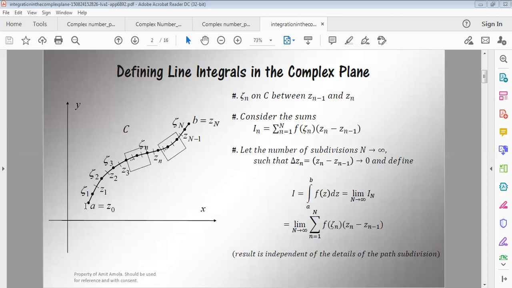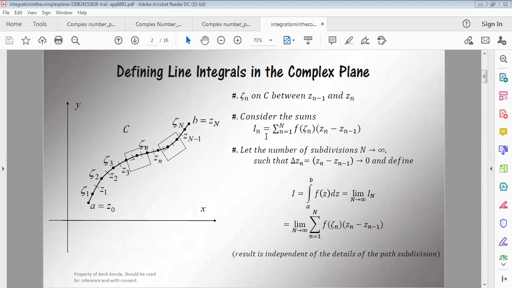So if we find out the total length of this curve, we have to sum these lengths. This is xi 1, okay, xi 1, xi 2, xi 3, etc. We have to take the sum. That means xi n means what? Xi n on C between zn minus 1 and zn. This is the length between these two endpoints. Okay, zn, this is zn minus 1.